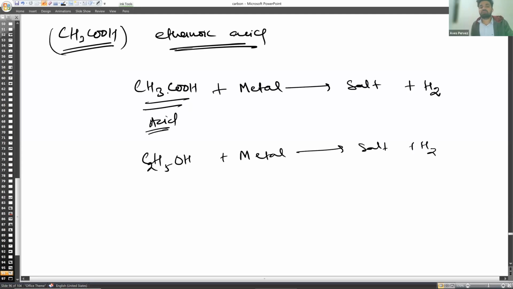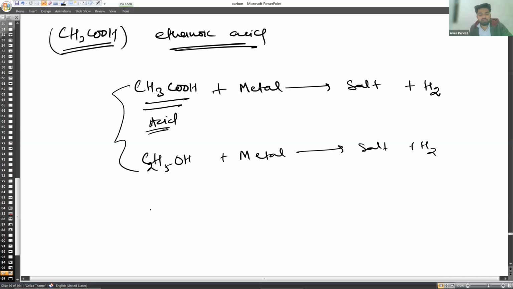If it also reacts with metals, it will give you salt plus hydrogen gas. So how can you test ethanol and ethanoic acid? If you have been given ethanol and ethanoic acid and you are not going to taste them, then how will you distinguish between ethanol and ethanoic acid?